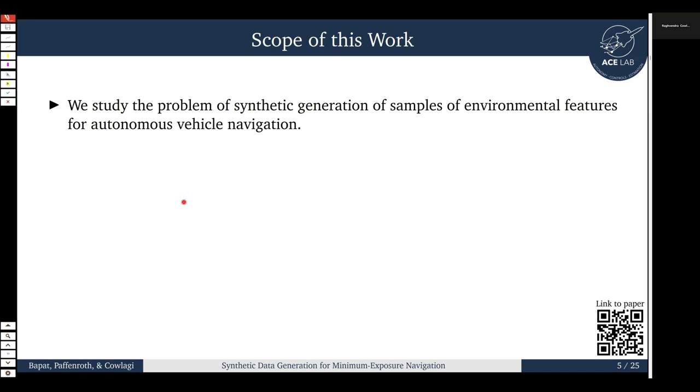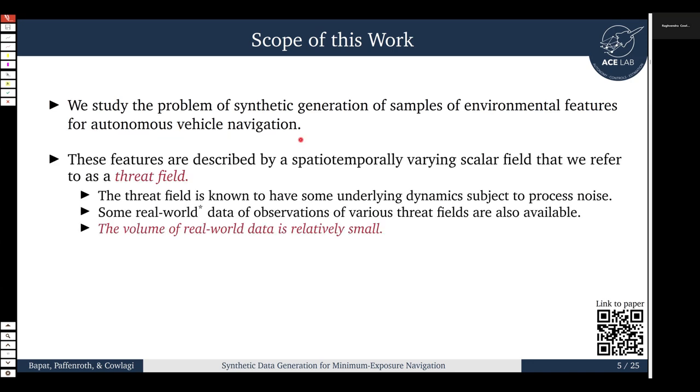We study the problem of synthetic data generation for environmental features relevant for autonomous vehicle navigation. In particular, we are interested in something called a threat field, which might represent some feature of the environment, let's say a weather pattern or some terrain that we'd like to avoid, and so on and so forth. The idea is the threat field is known to have some dynamics. If it's a weather pattern, you roughly know how the weather moves. There are some real world data observations of these things, let's say from historical data might be available.